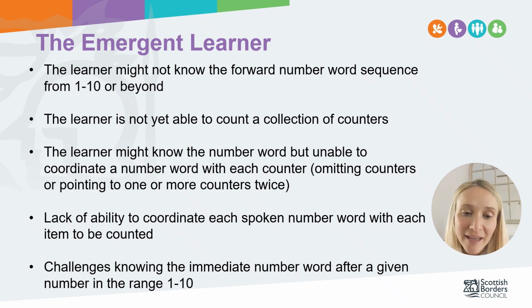You might find that the learner is not yet able to count a collection of counters accurately. They might omit some, or they might double count some, but again, observe their strategy and notice what they do. They might know the number word, but be unable to coordinate the number word with each counter and have that accurate coordination of timing. So again, something important to consider.